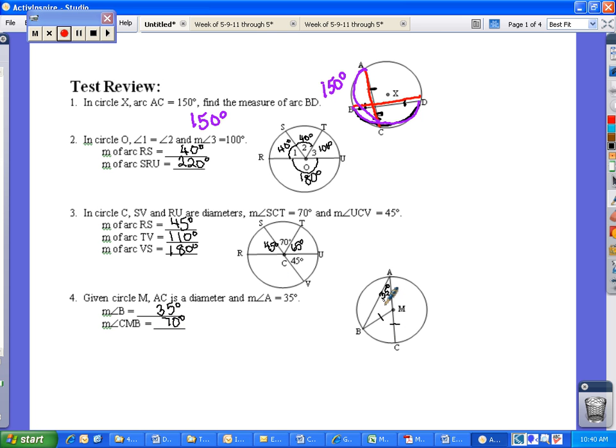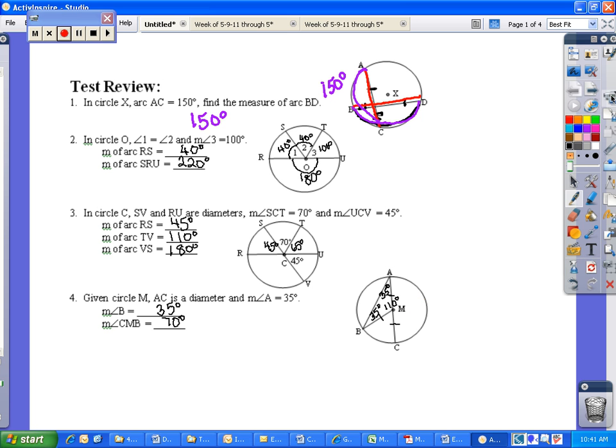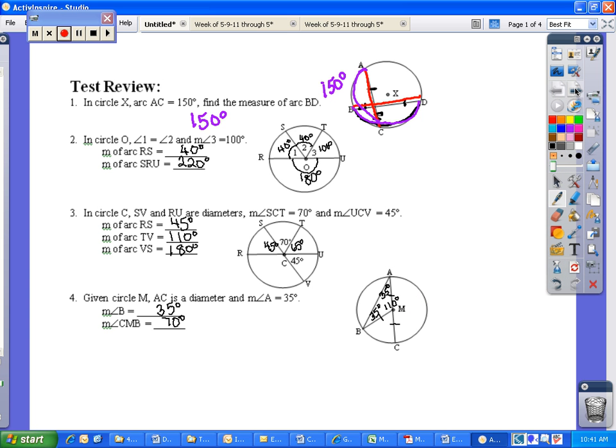CMB, because if this is 35 and this is 35, I know that since this is a triangle, the missing angle is 110. So if that's 110 degrees, these two angles here are a linear pair and therefore add up to 180. So 110 plus 70 would give me 180 degrees. All right, moving on.